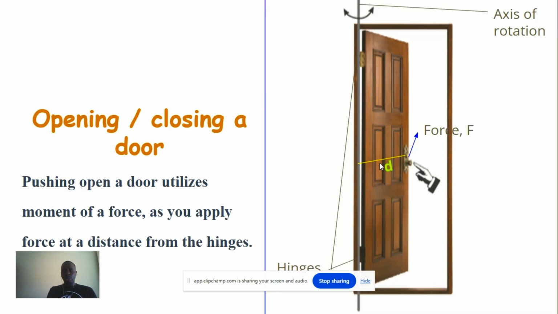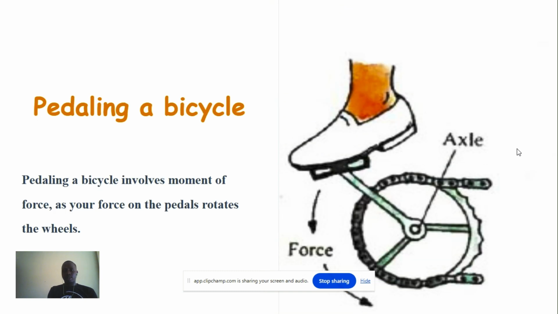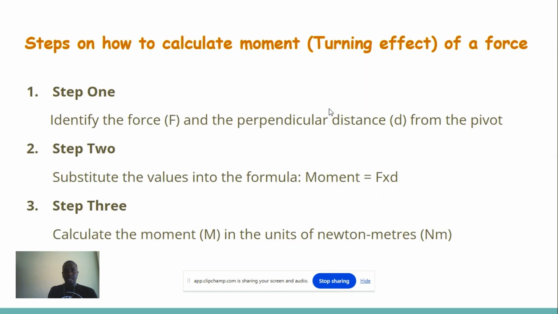Opening a door, the reason why we have door locks or openers at the end of the door from the hinges is because we want to increase the distance to make the turning effect bigger, such that it is easier for us to open or to close. Pedaling a bike, that's why the pedals are put at the end of that axle, such that the force you put there and this greater distance can give us a good turning effect in the tires so that we can have ease while pedaling a bike.